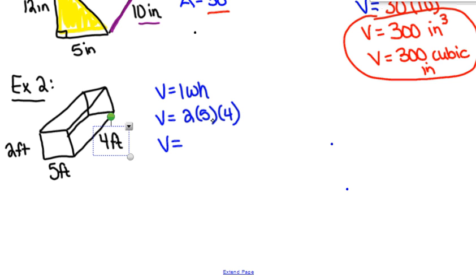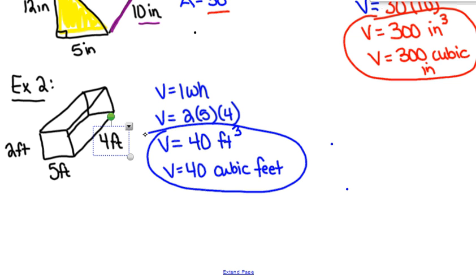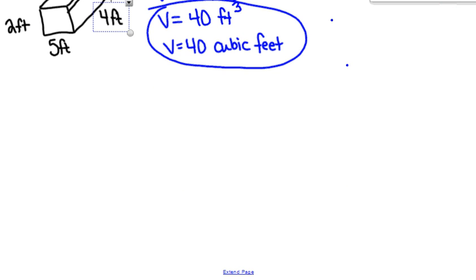When I get my calculator out and I find the product of those three numbers, I find that it's 40. So I can either say 40 feet to the third power, or I can say 40 cubic feet. Those are really just two different ways of saying the exact same thing. Beautiful. All right, I'm moving onwards here.